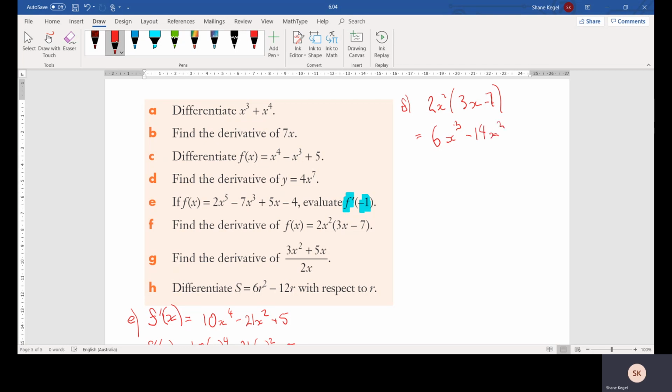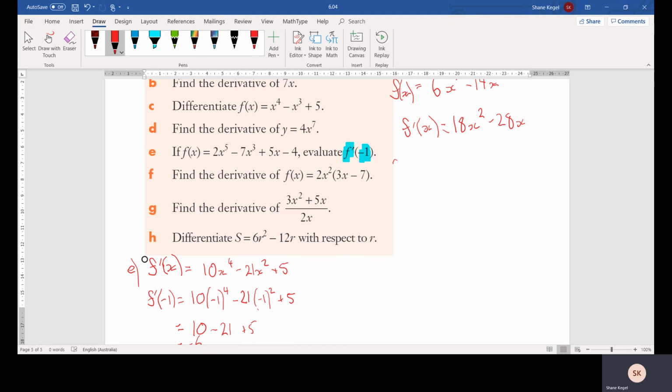Now that I've got expanded brackets, I can find my derivative function. So this is my f of x. So therefore, when I'm deriving, I use notation f dash x. 6 times 3 gives 18. X to the 3 take 1, which is 2. Minus 14 times 2 is -28 x to the power of 1, and we don't write the power of 1. So that's my derivative function for part F, question F.